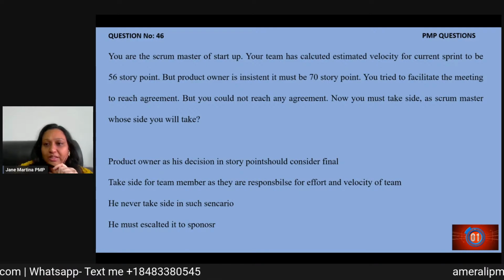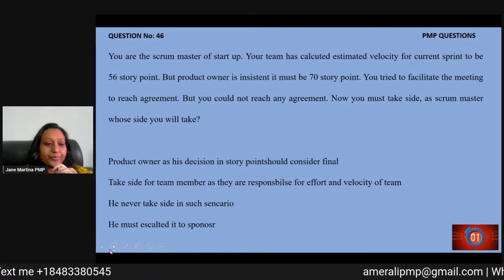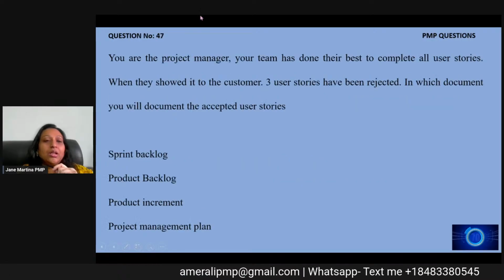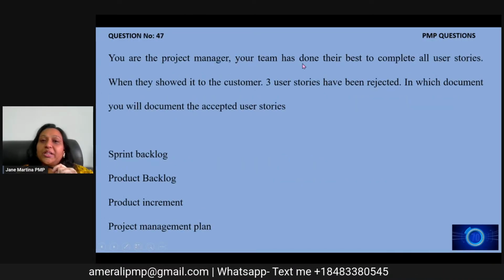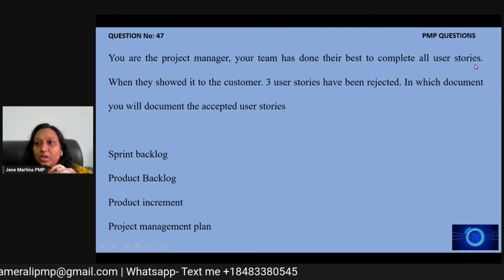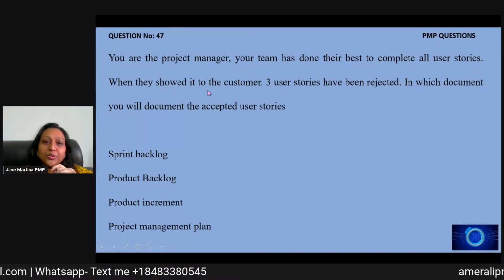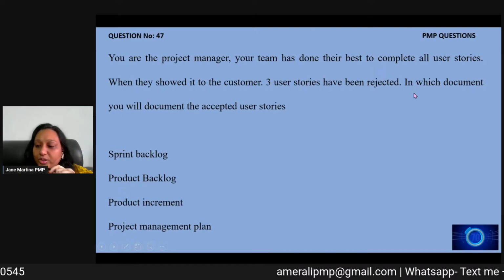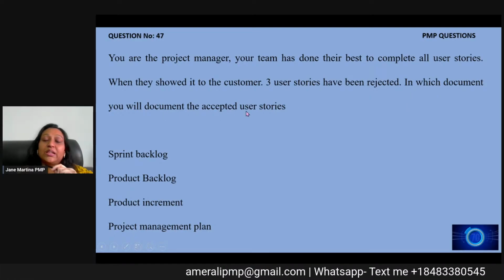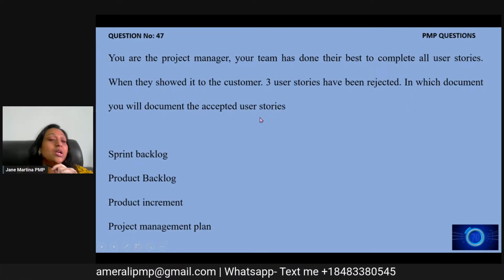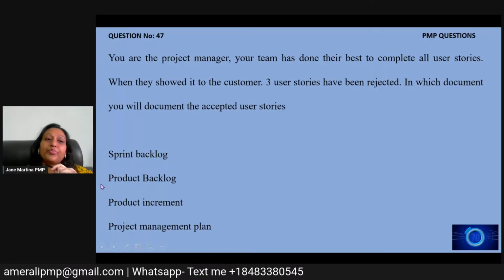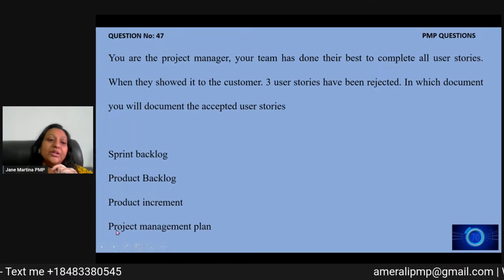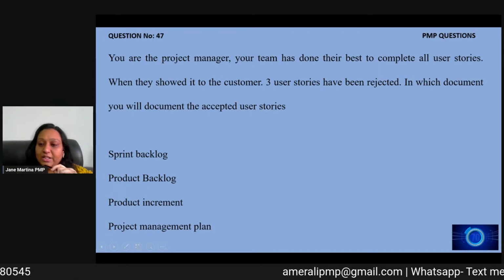So moving on to the next question. You are the project manager. Your team has done their best to complete all user stories. When they showed it to the customer, 3 user stories have been rejected. In which document will you document the accepted user stories? Option A is sprint backlog, option B product backlog, option C product increment, option D project management plan.